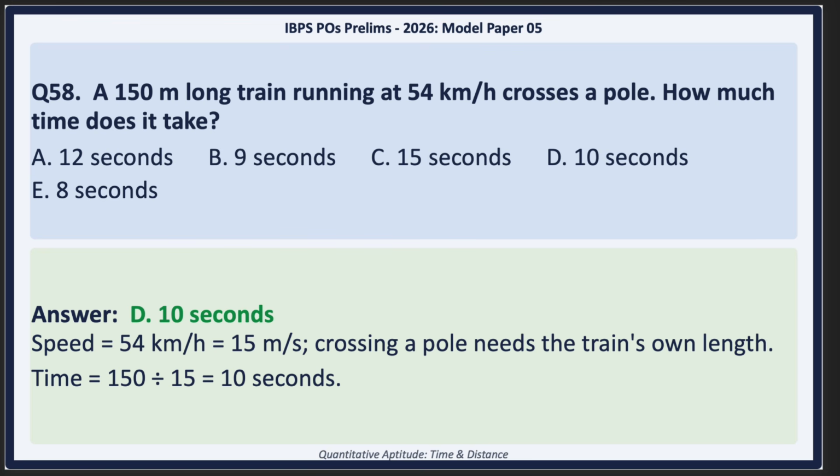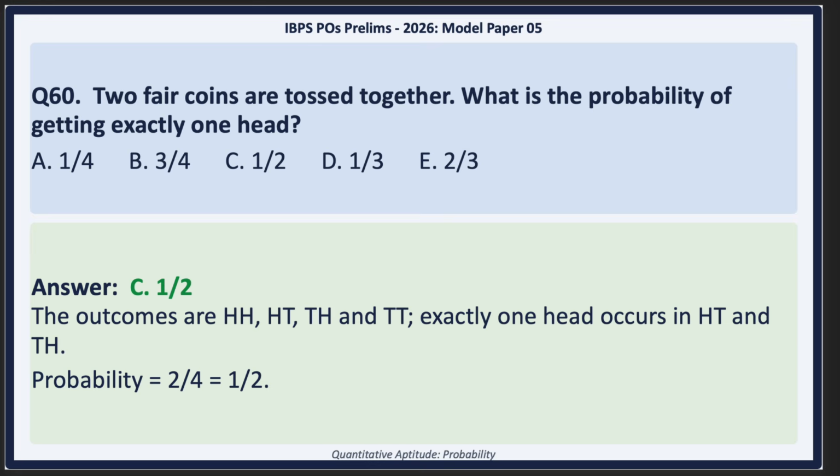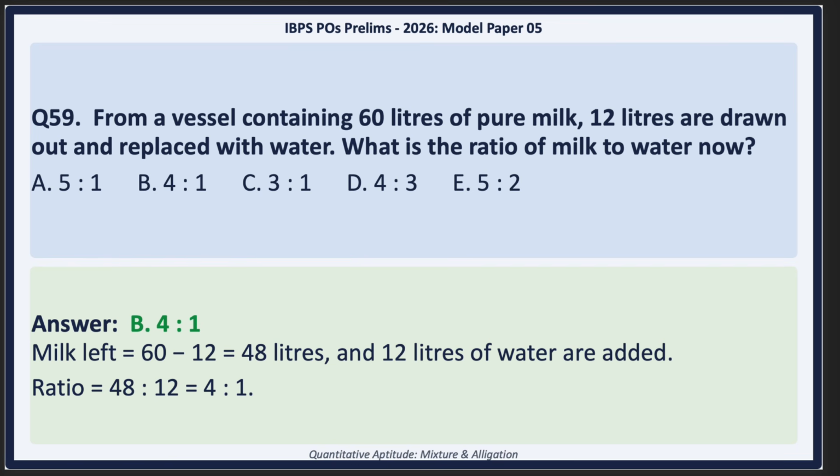150 divided by 15 equals 10 seconds. Let's move to the ratio mysteries, questions 59 and 60. Question 59 involves 60 liters of pure milk. 12 liters are removed and replaced with water. This sounds complex, but just follow the physical volumes.